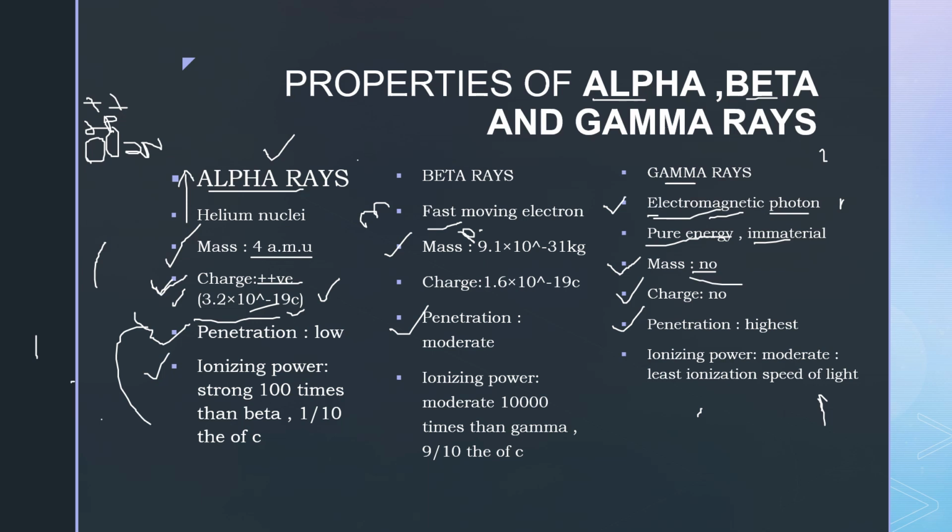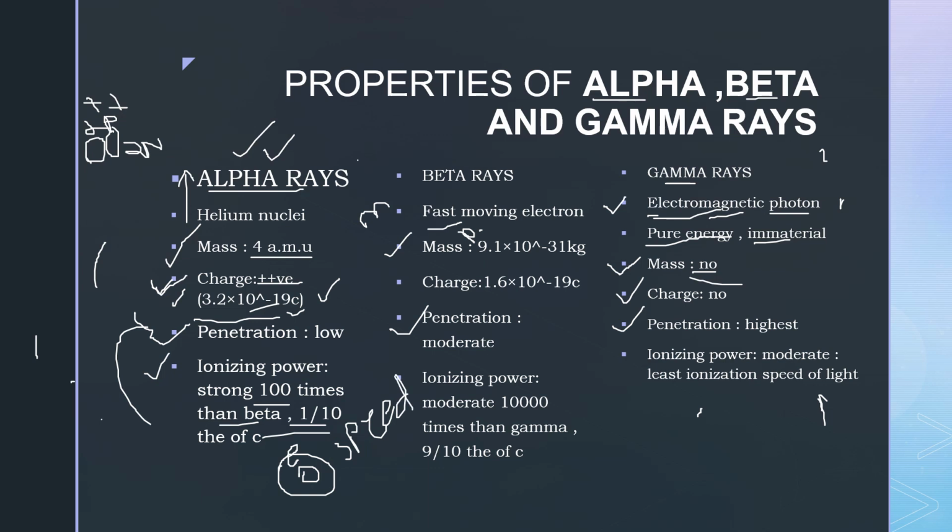Last but not least, ionizing power. We know that ionizing power means the power to ionize an atom. The atom is ionized by hitting or changing the sign of the electron. Now the ionizing power of alpha rays is 100 times greater than the beta rays, and their speed is 1/10 of the speed of light. It moves with 1/10 the speed of light.